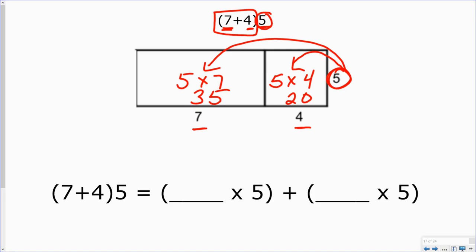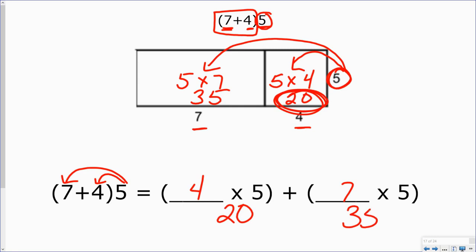So again, when I look down here, my 5 is outside. So that means that I have 5 groups of 4, so 4 times 5. I have 5 groups of 7, which would be 7 times 5. And so when I do that, 4 times 5 is 20, which is the same thing that I had right here. 7 times 5 is 35, which is the same thing that I had right here. And notice that I am adding, and that is what I'm doing up here. And 20 plus 35 gives me a total amount of 55.